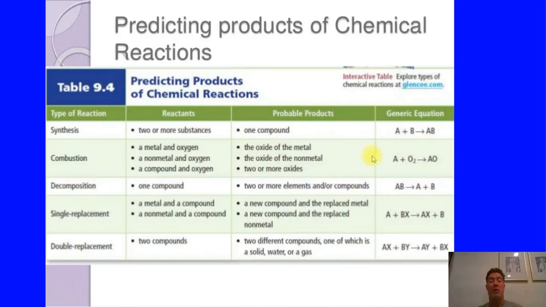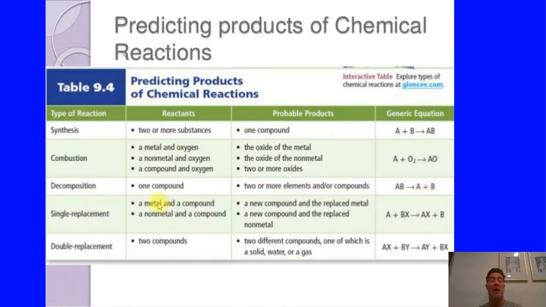And this can create the oxide of the metal here, the oxide of the nonmetal, or 2 or more oxides. And here's the general combustion equation. A plus O2 yields some sort of oxide with A. Decomposition, you're going to start with 1 compound and then produce 2 or more elements or compounds. AB decomposing to A and B separately.